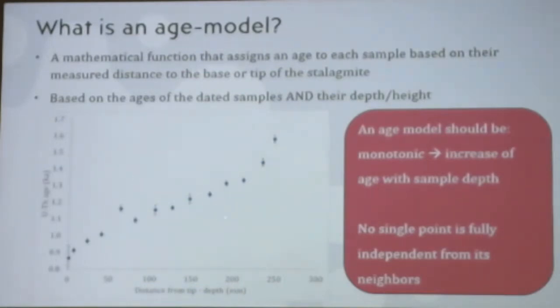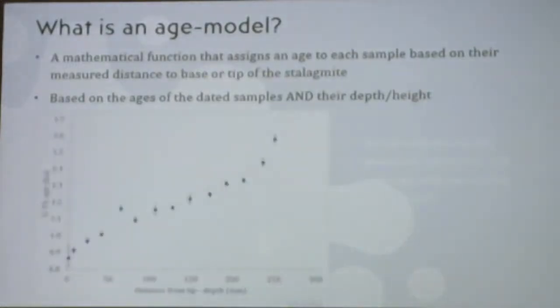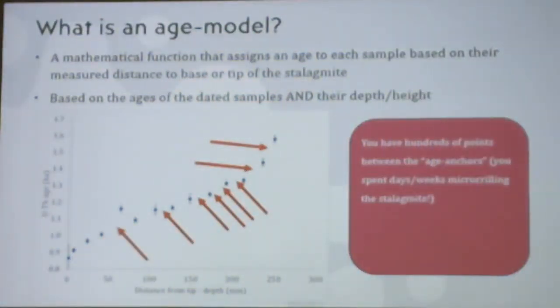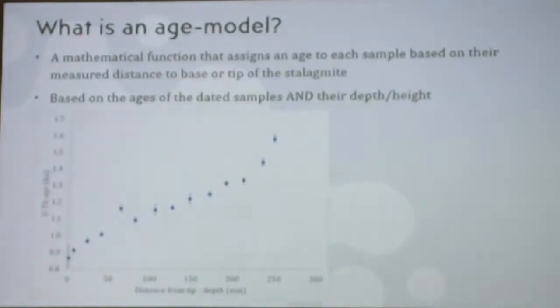The other important thing is that no single point is independent. Even though you dated them independently, they're not completely independent because growth rates don't vary quite significantly. They're not very variable in stalagmites, so the points are kind of related. You spend hundreds and hundreds of hours micro-drilling your stalagmite, doing laser ablation or whatever, and you have hundreds, if not thousands, of points to which you have to assign an age. But you only have a limited number of dated positions. So what do you do? You use an interpolation.